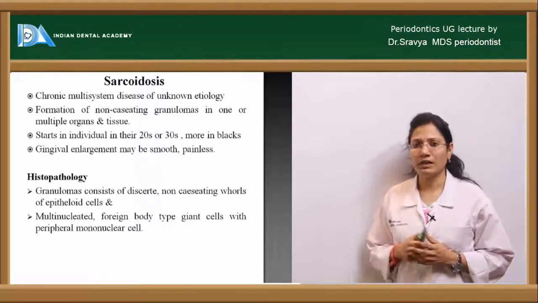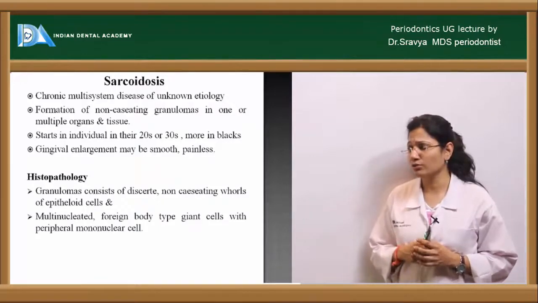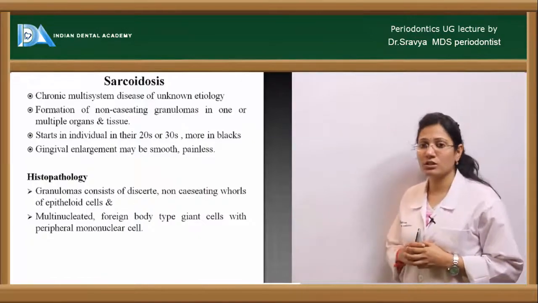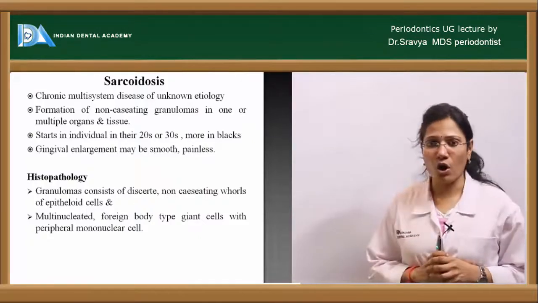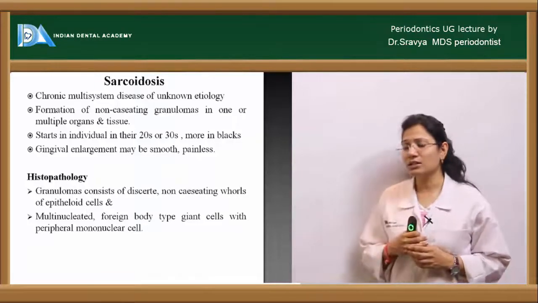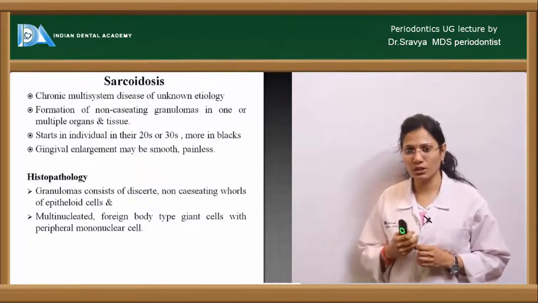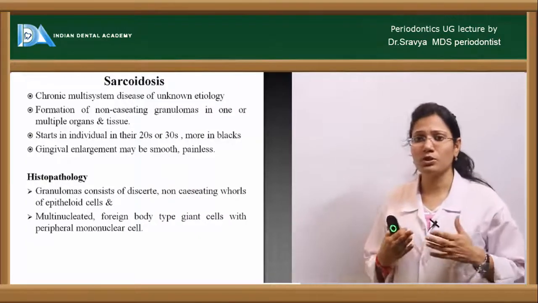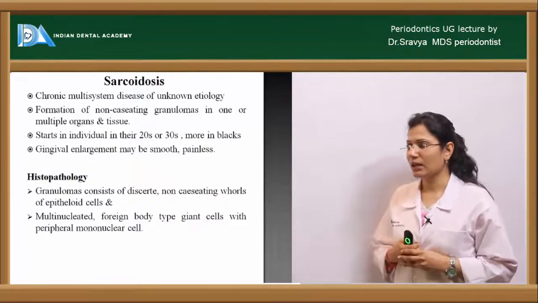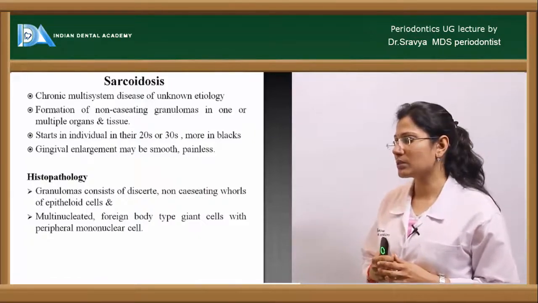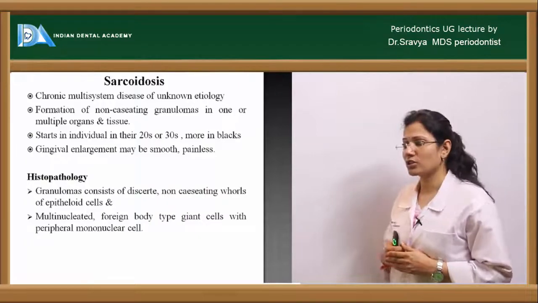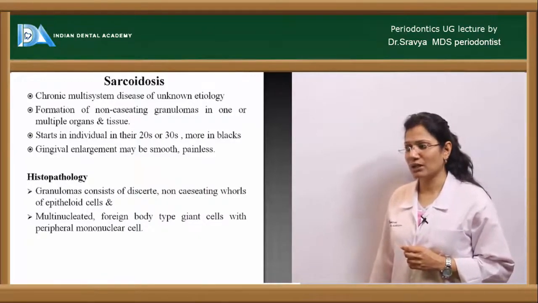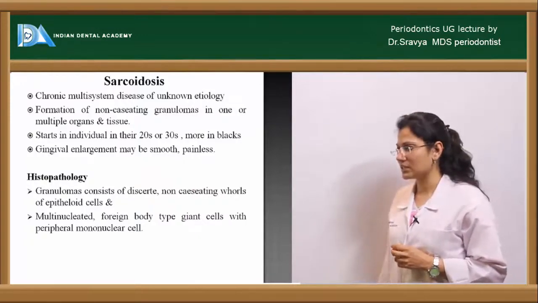The next one of the granulomatous diseases is sarcoidosis. This is a chronic multisystem disease of unknown etiology, with formation of non-caseating granulomas in one or multiple organs and tissues. It starts in an individual between 20 to 30 years of age, and it is more common in blacks. Gingival enlargement may be smooth and painless. In the histopathology, the granulomas consist of discrete non-caseating whorls of epithelioid cells and multinucleated foreign body type giant cells with peripheral mononuclear cells.